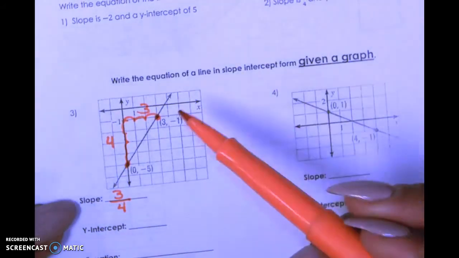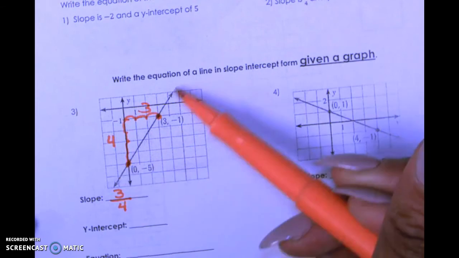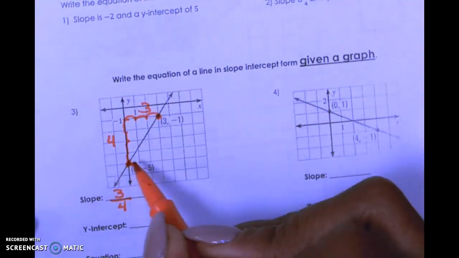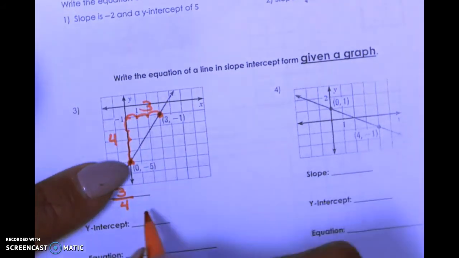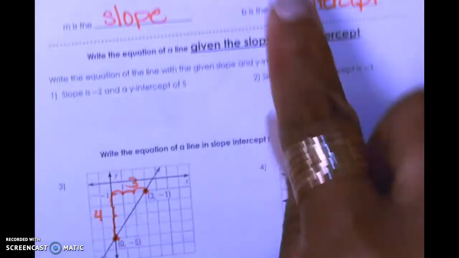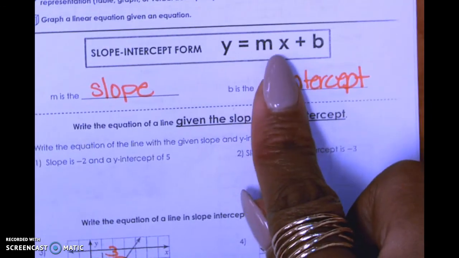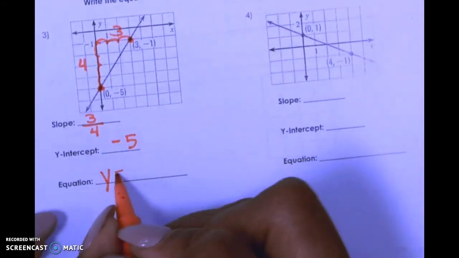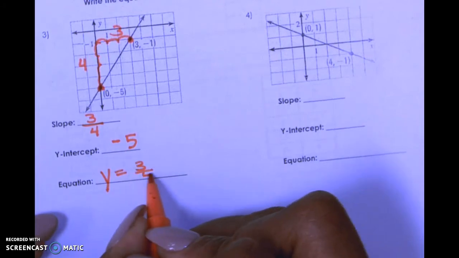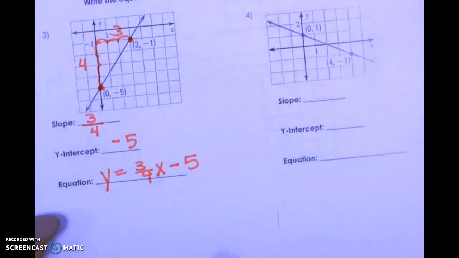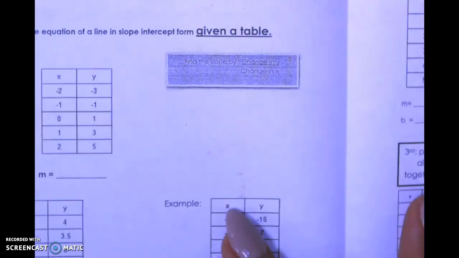Remember, my y-intercept is where my line crosses my y-axis. So here's my line, it's going along. It crosses my y-axis right here where the y is -5, so my intercept is -5. Therefore, if I put that into the equation that we have up top, my equation is y equals 3/4 x minus 5. Go ahead and complete number 4, 5, and 6 the same way.